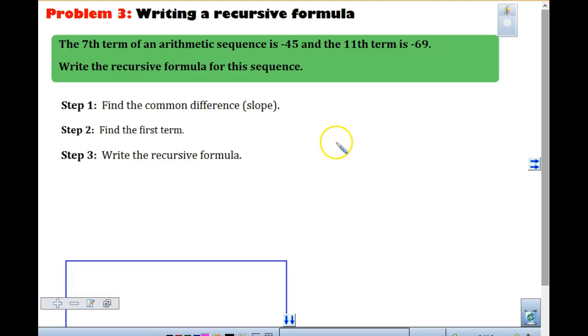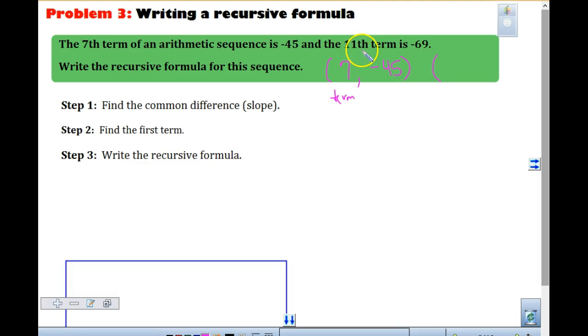How in the heck do we even start that? What are they asking you to do? So, most of you are probably thinking, I have no idea. What I want you to think of is that if we were going to write that sequence, we would have the 7th number is negative 45, and the 11th. We want to write that as an ordered pair. So we're going to say the term, which is the 7th term, and then what number is that 7th term, which is negative 45.